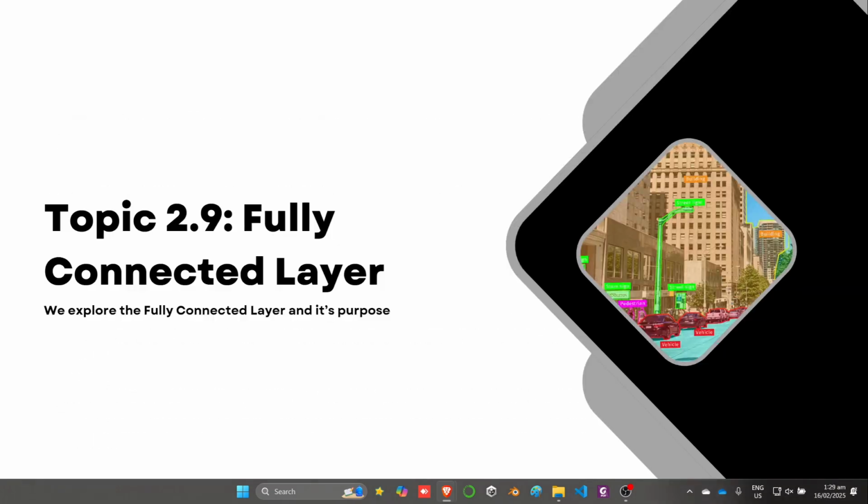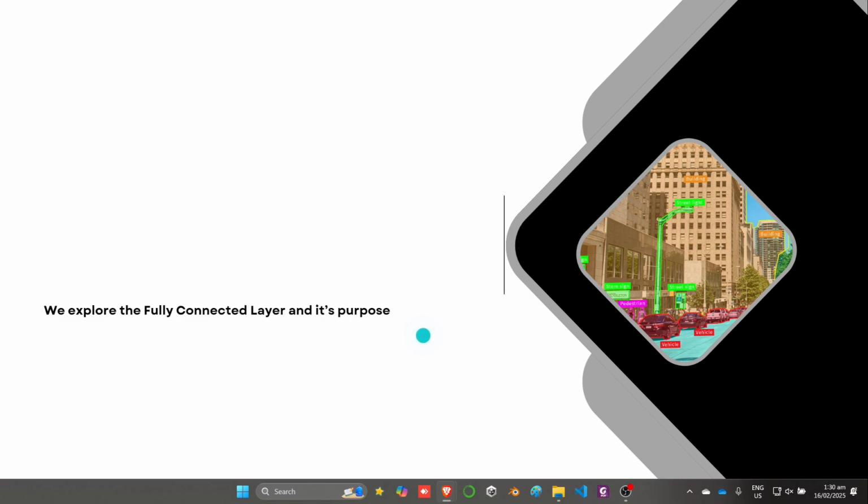Okay, we're on the section on the fully connected layer. We will explore what it is and what the purpose of the fully connected layer in the CNN is.